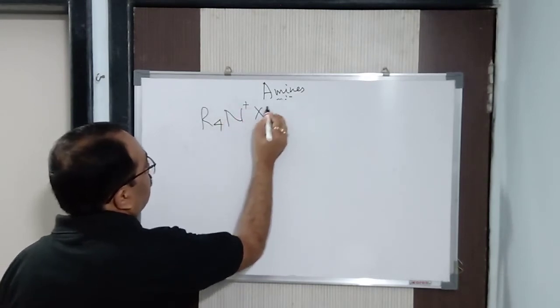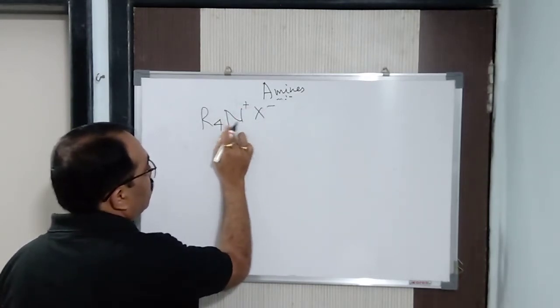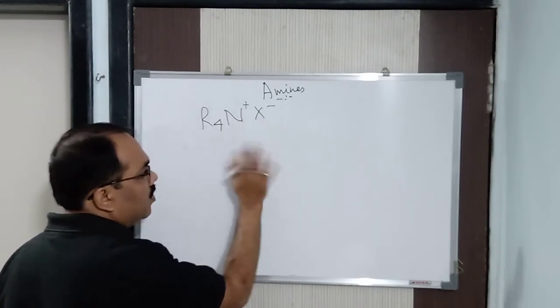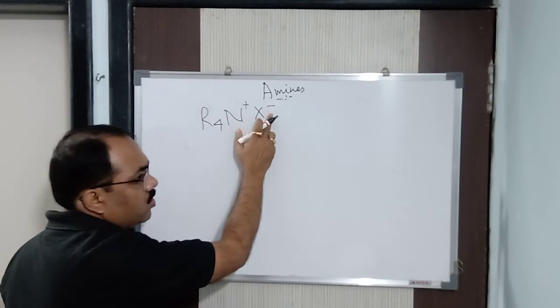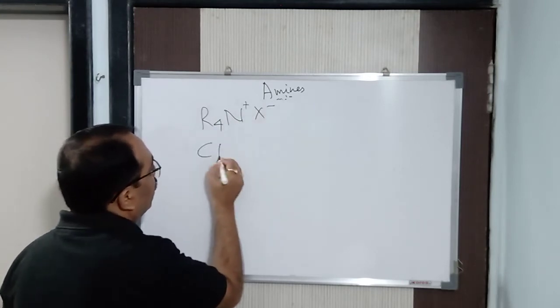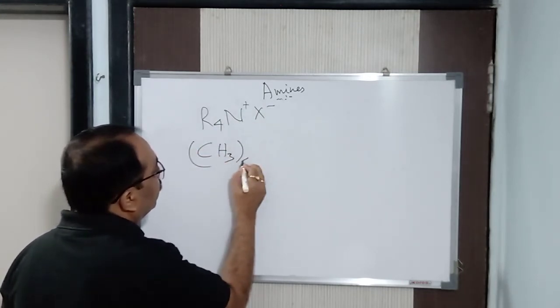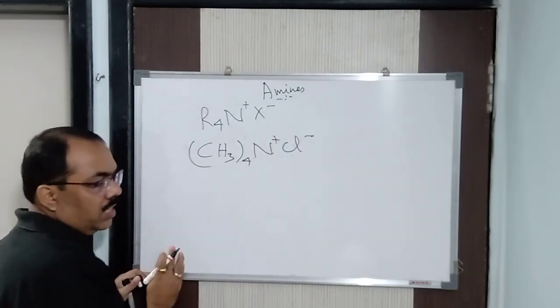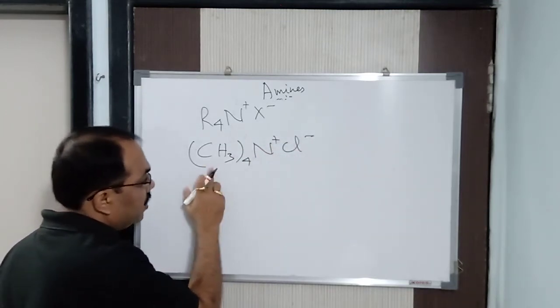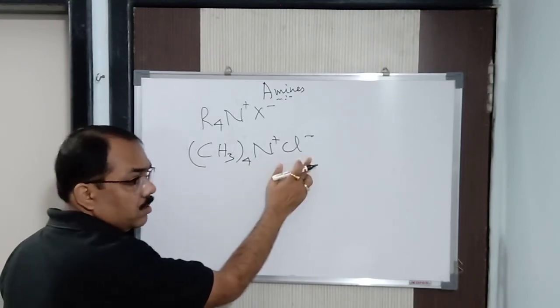R4N plus X minus. Why is it N plus? Because nitrogen already has 3 bonds satisfied in case of 3-degree amines, so one lone pair of electrons it gives to halogens. For example, we can have (CH3)4N plus Cl minus. It is what? Tetramethyl ammonium chloride.